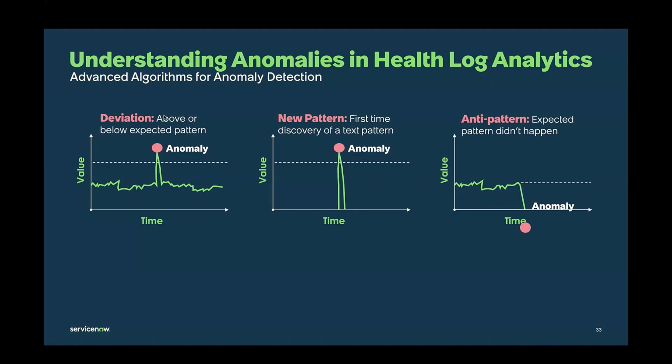So let's start off with the first one, deviation. This is when a log pattern occurs more or less than expected. It's a volume-based anomaly. Imagine a surge in login failures or timeouts. This may indicate an authentication issue. HLA doesn't look at the last 5 or 10 items. It compares behavior across longer windows and times, so hours, days, or even the previous week to determine if the current spike is truly abnormal.